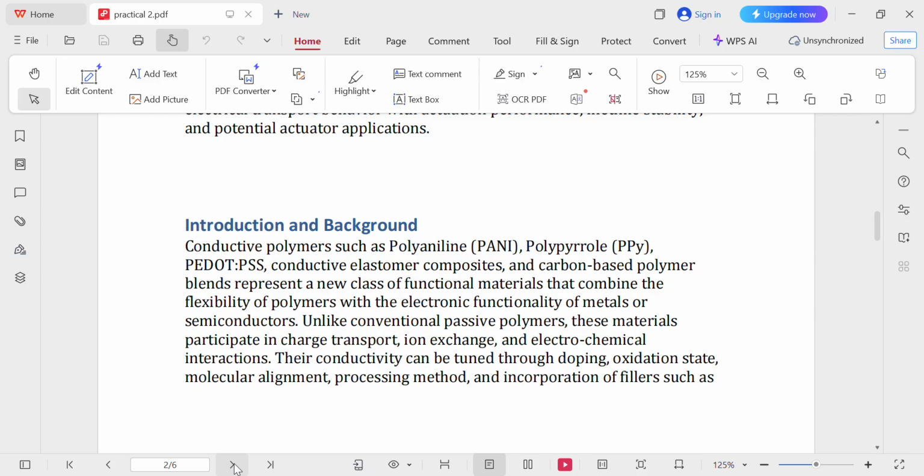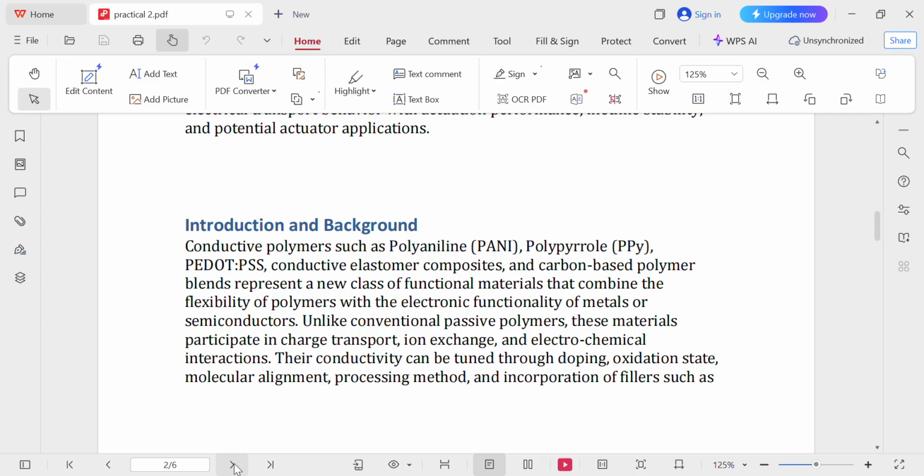Next, the electromechanical coupling ability allows them to function as artificial muscles and soft actuators. This means that because these materials can convert electrical energy into movement, they can work as artificial muscles or soft moving devices. When stimulated electrically or chemically, ions migrate within the polymer matrix and generate volumetric expansion and contraction. This means that when electricity and chemicals are applied, ions move inside the polymer, causing it to swell, expand, or shrink, contract.